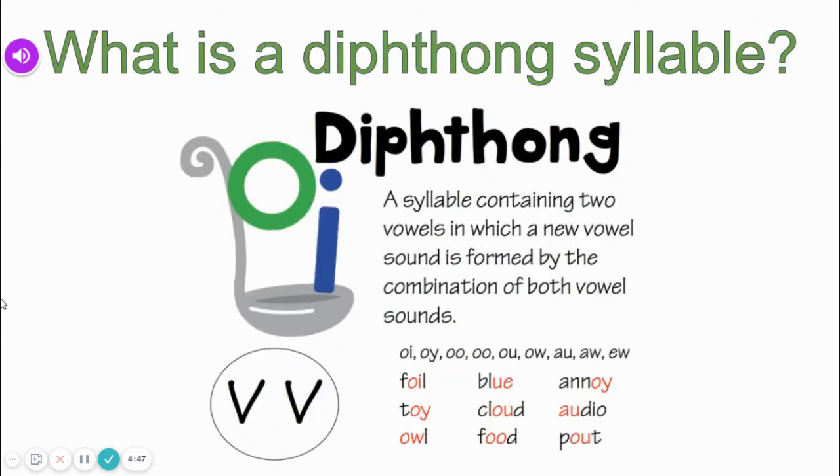What is a diphthong syllable? A syllable containing 2 vowels in which a new vowel sound is formed by the combination of both vowel sounds is a diphthong syllable. Words such as boil, blue, annoy, toy, cloud, audio, owl, food, and pout. They all have diphthongs.